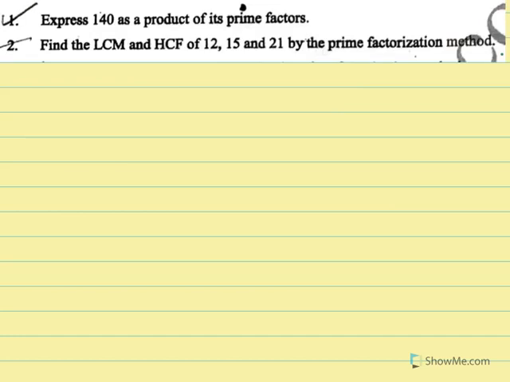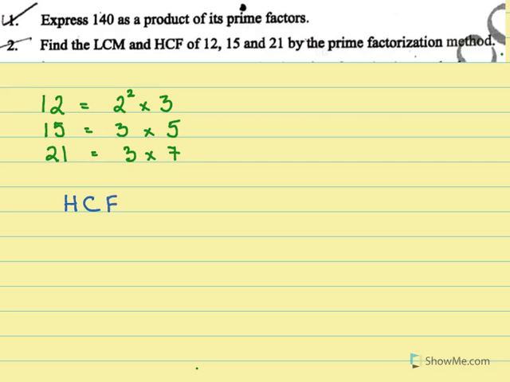Find the LCM of 12, 15 and 21 by prime factorization. So when I do 12, the prime factors of 12 is 2 square, that is 4 into 3. Prime factors of 15, 3 into 5. Prime factor of 21, 3 into 7. Now to find the HCF, we need to find common factors which are common throughout and the lowest power.